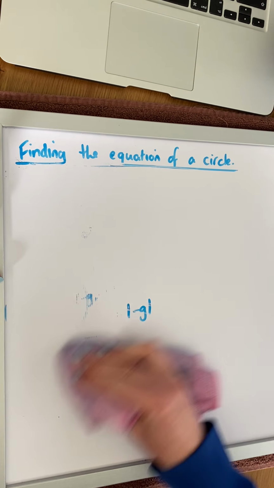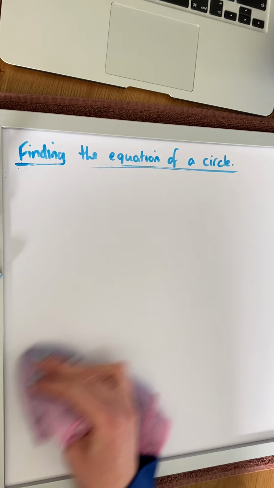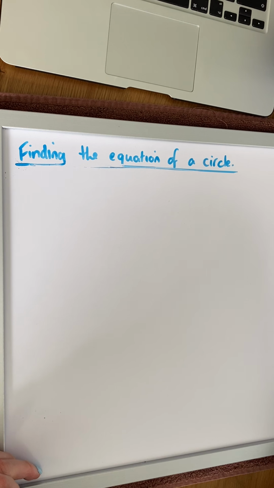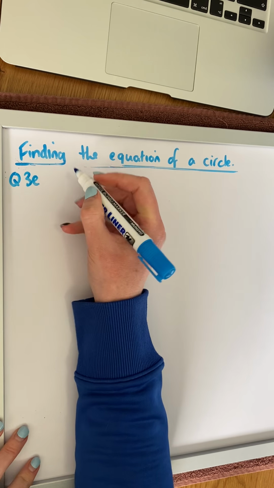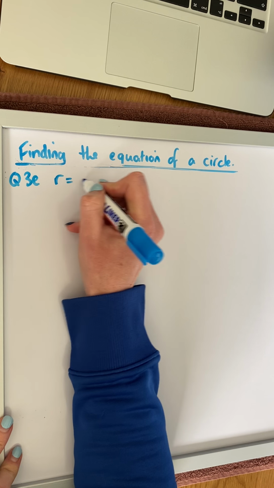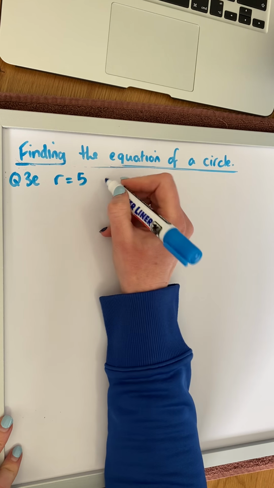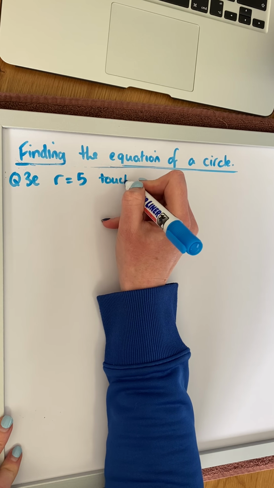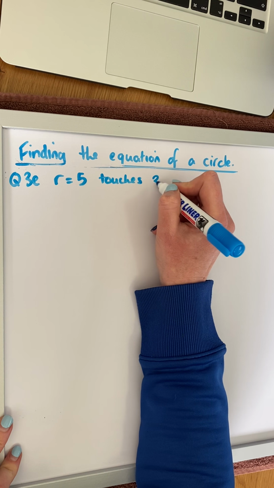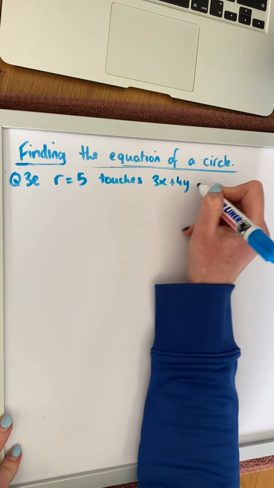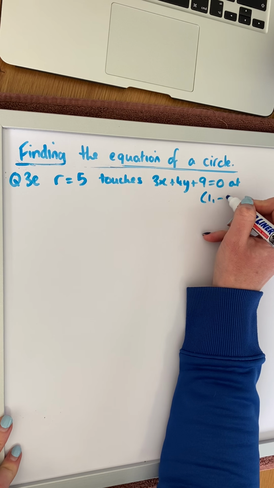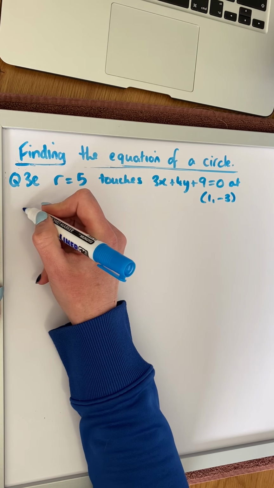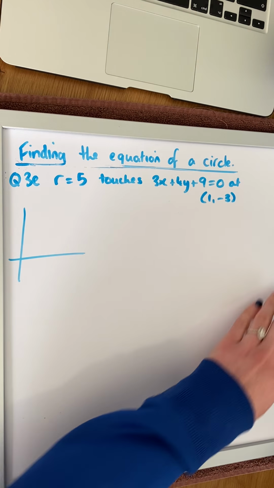The question that we're going to look at for the tangent scenario is question 3, part E. So we are given the circle has radius 5. It touches the line 3x + 4y + 9 = 0 at the point (1, -3). So, quick diagram of what's going on here.